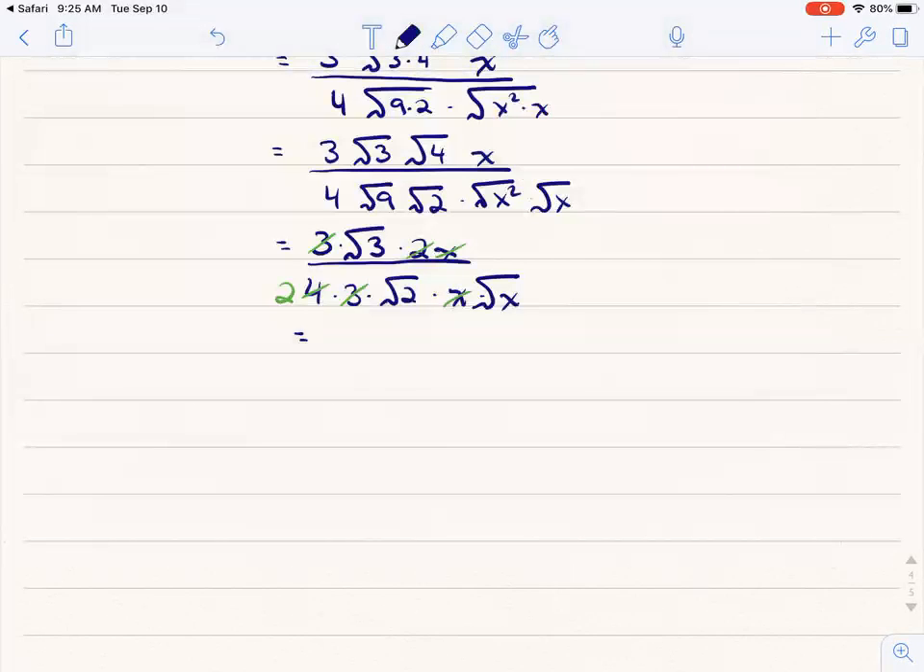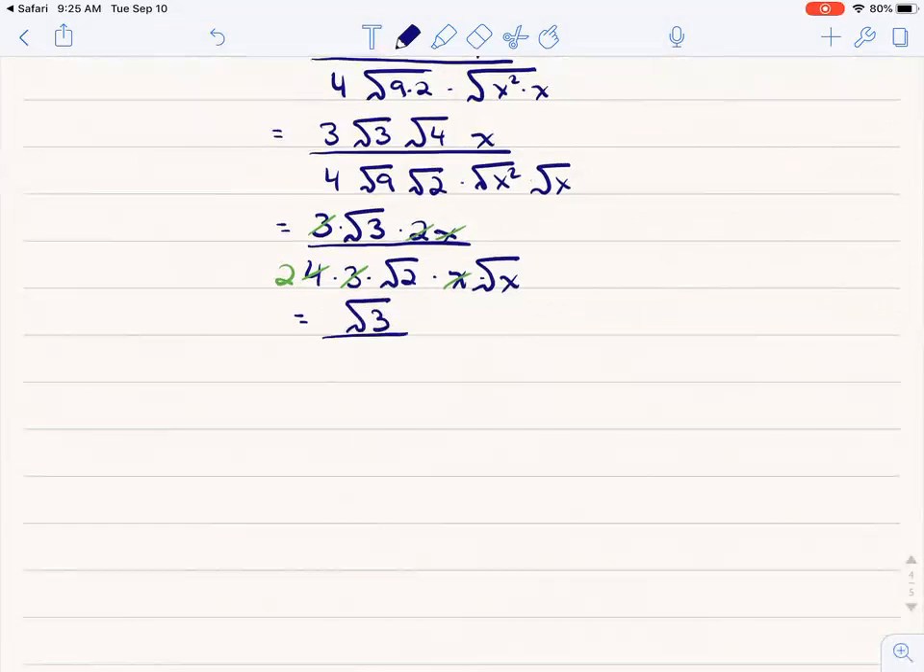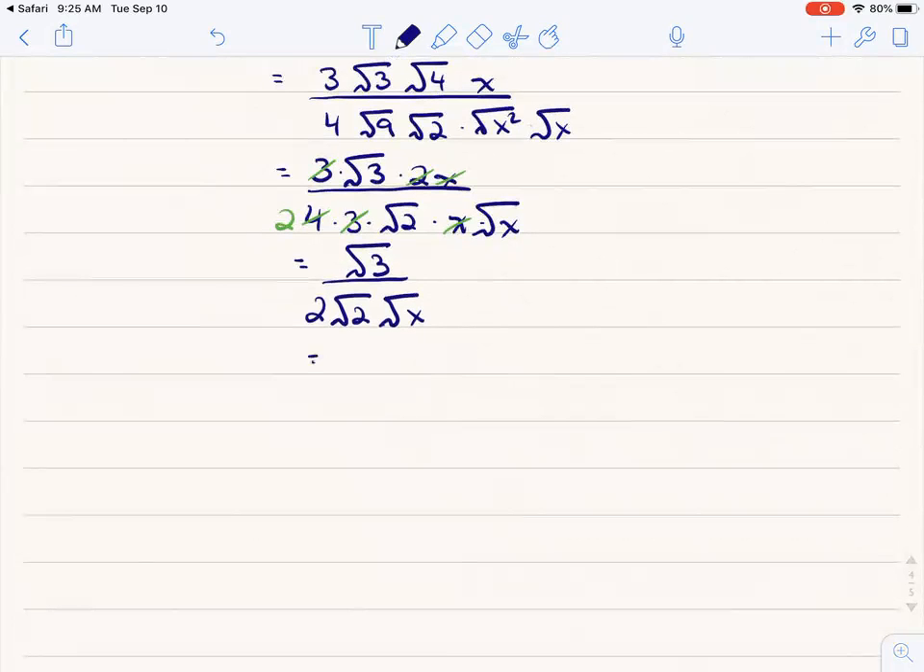So now all that's left on top is the square root of 3. And then divided by 2 times the square root of 2 times the square root of x. Just to make it look nicer, the square root of 2 times the square root of x, I can smush them back together, right? Just like we pulled them apart, we can smush them back together just as easily. And so now we've got the square root of 3 over 2 times the square root of 2x.